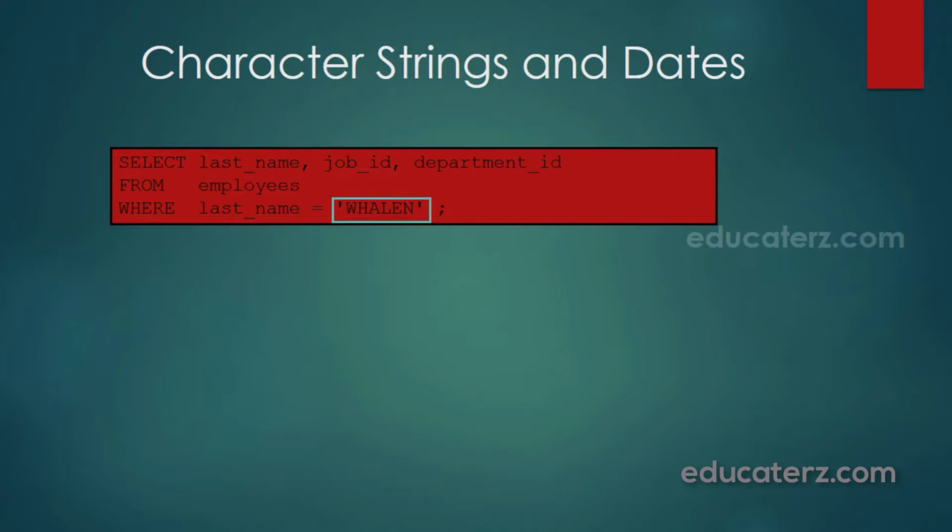In the where clause, when you compare character string values with the column values, the string values should exactly match the column values. All character searches are case sensitive. In this example, I am retrieving the last name, job ID, department ID from employees where last name is equal to 'WHALEN'. But this is written in all uppercase letters, so it will not find a record in the employees table, and it will not return any record.